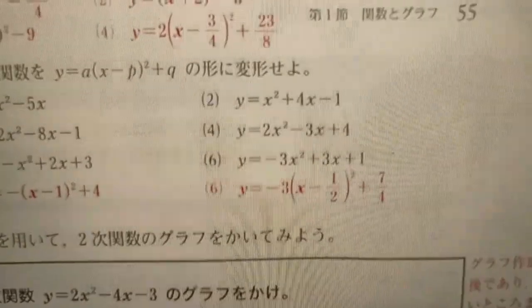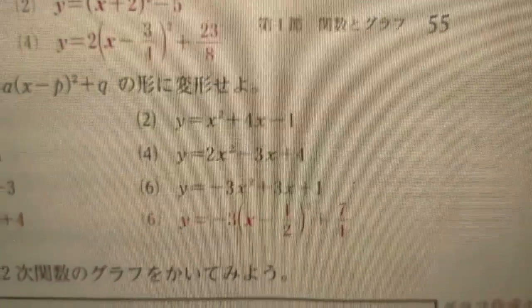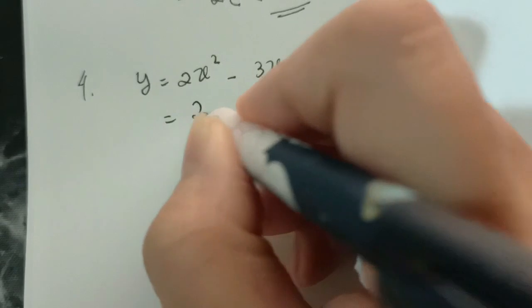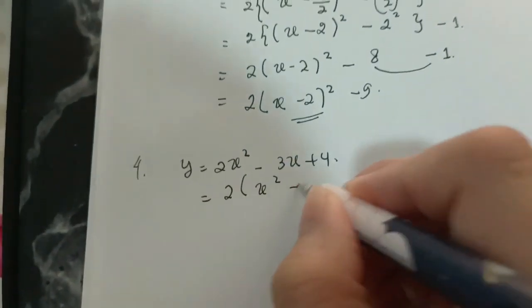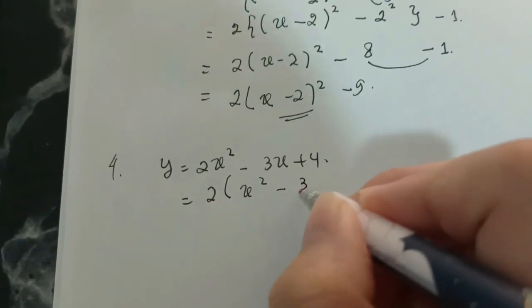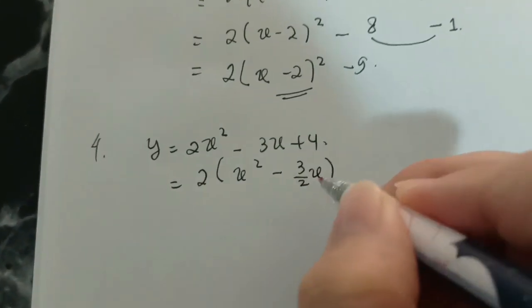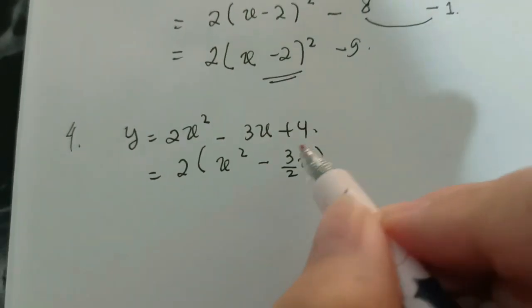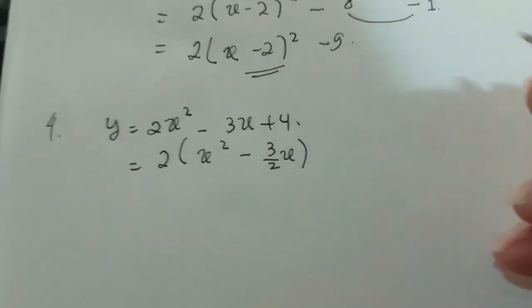Now let's move to number 4. y equal to x quadrat minus 3x plus 4. So we are going to take 2. It will become x quadrat minus 3 per 2x. Why? Because when we multiply 2, multiply 3 per 2, it will become 3 only, right?